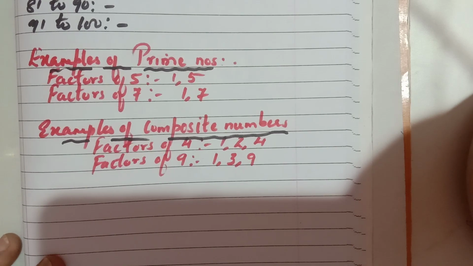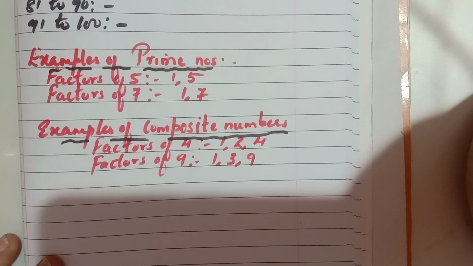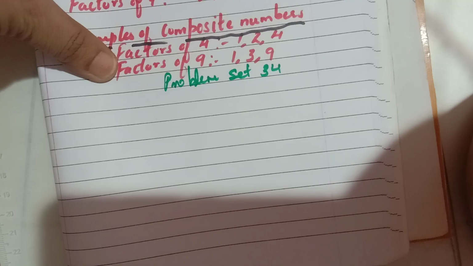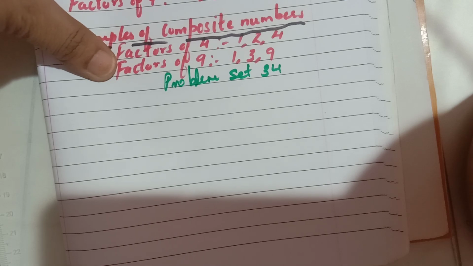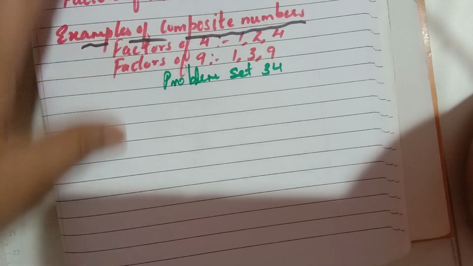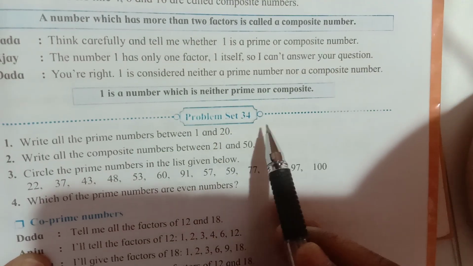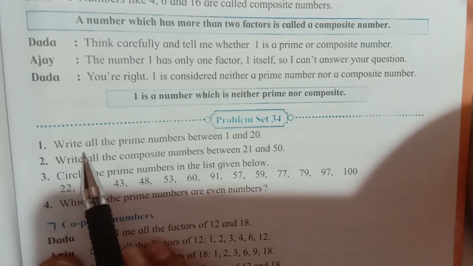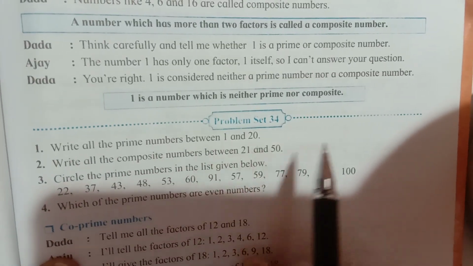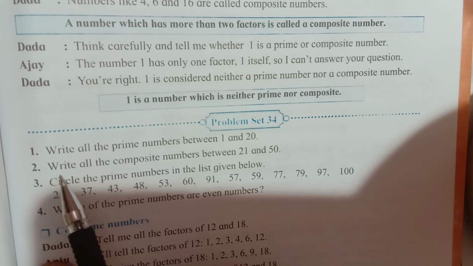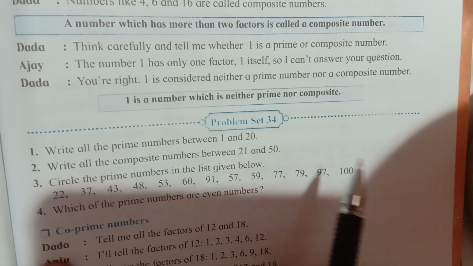Now let us move ahead with our problem set 34. So let us start with problem set 34. Now the first question is, write all the prime numbers between 1 to 20. Children, you will open textbook page number 49. Problem set 34. Here you can see problem set 34. Question number 1, that is write all the prime numbers between 1 to 20. Then your question number 2 is write all composite numbers between 21 and 50.